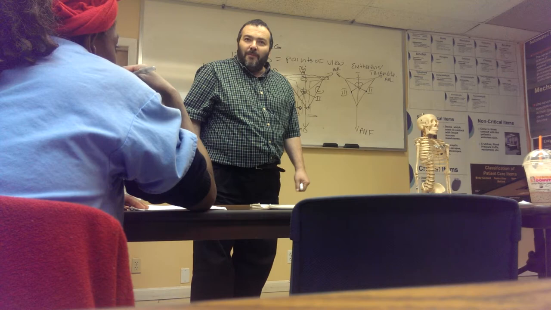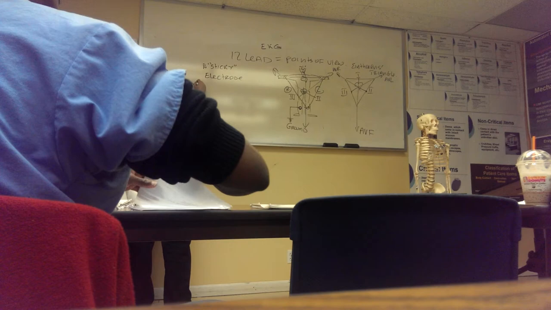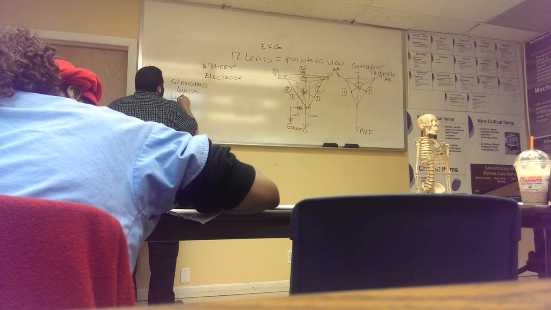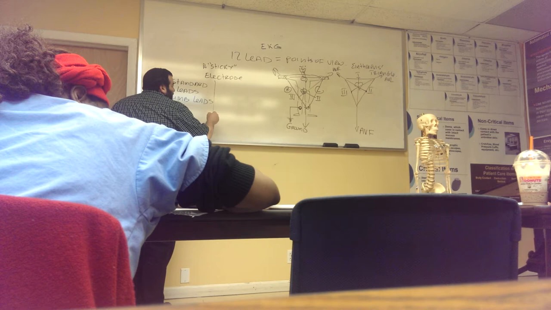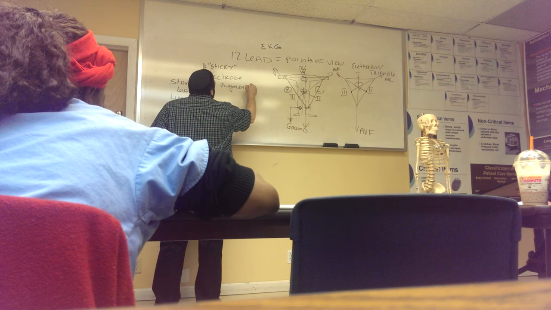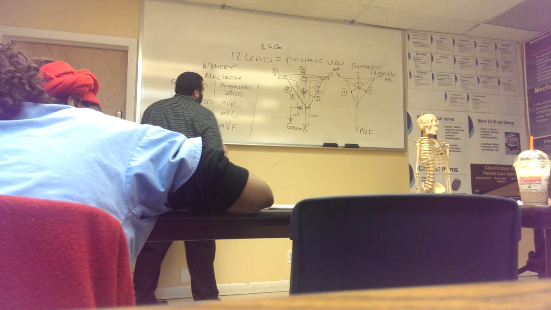Now, our EKG is subdivided into 3 sections. First, they're called standard leads. Oftentimes they're called limb leads because we put these leads on the arms and legs, and they're marked by Roman numerals 1, 2, and 3. After that, the EKG has what they call augmented leads, and they're marked by letters AVR, AVL, and AVF.